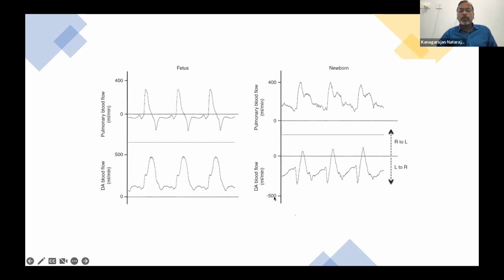This is very interesting to know about the ductus arteriosus flow. Before ventilation, before birth, it is right to left. Then after that, it becomes a left to right shunt. So that is the significant change in the ductus arteriosus flow.